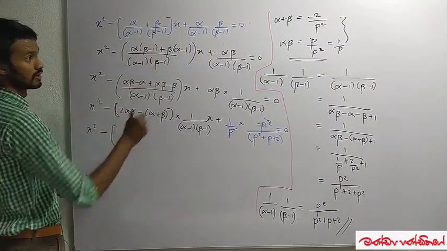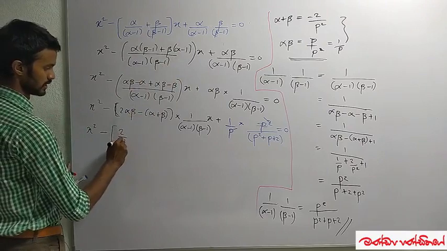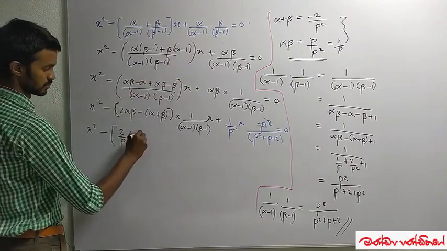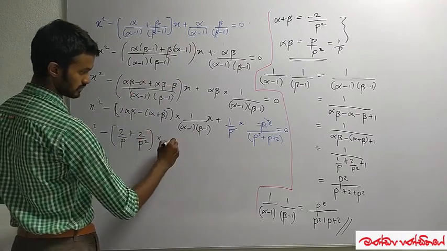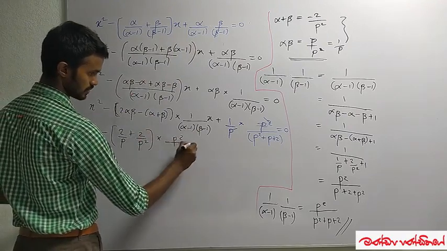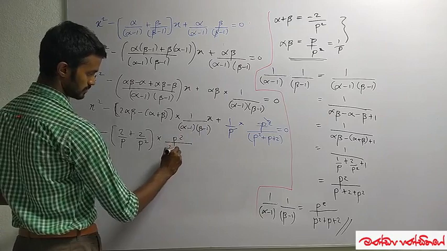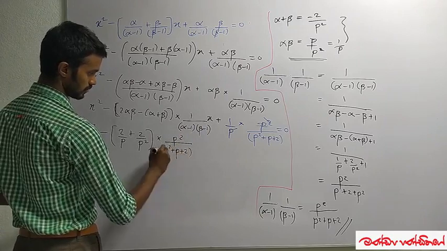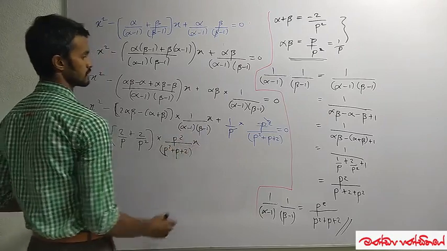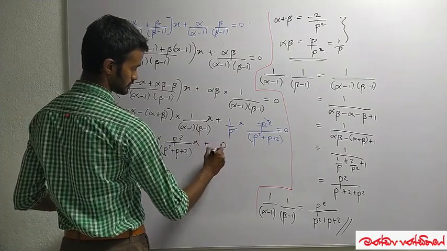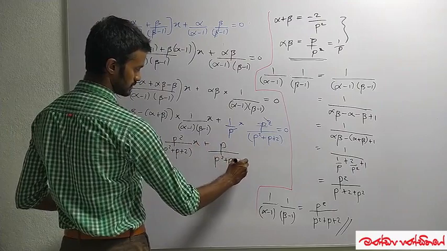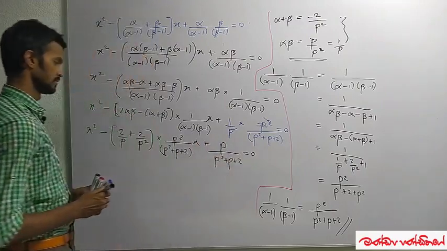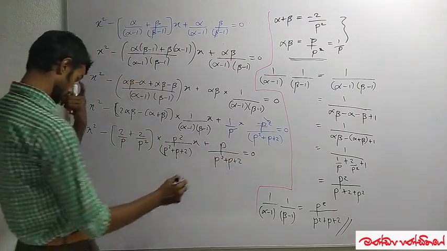I get x squared minus, 2 times alpha beta, whose alpha beta means 1 over p, 2 over p, minus alpha plus beta is equal to plus 2 over p squared, into, and this one gives us p squared over p squared plus p plus 2 times x plus p over p squared plus p plus 2 is equal to 0.